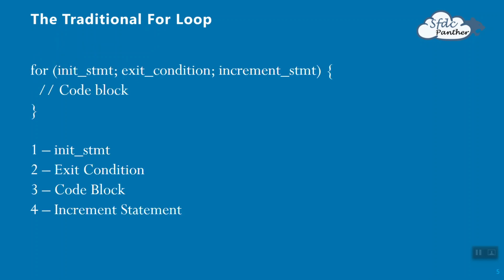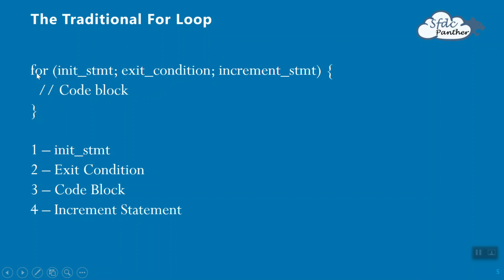For the traditional for loop, this is a very simple syntax that you can see. It consists of three parts. One is the initialization statement, then the exit condition, in which condition this particular for loop should terminate, and then the increment condition, and then inside that it has the code block, whatever logic you want to put.